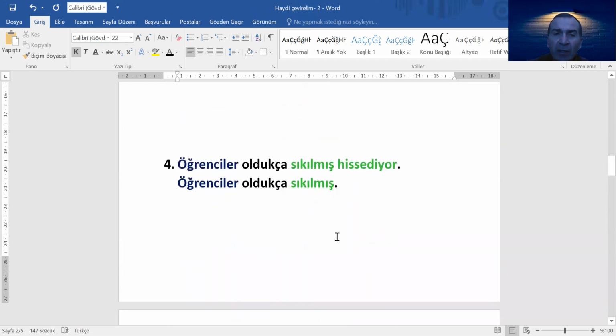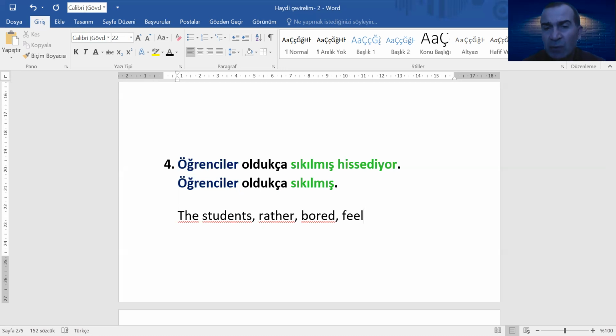The fourth one, öğrenciler oldukça sıkılmış hissediyor. The students, oldukça, rather, sıkılmış, bored, hissetmek, feel. These are the words. Now, what are we going to do? We are going to combine, we are going to put together these words. The first one, let's start. The subject of the sentence is the students. Now we are going to write the verb of the sentence.